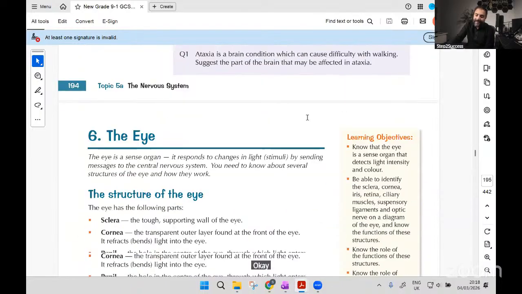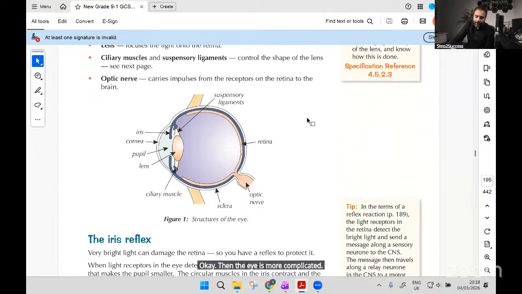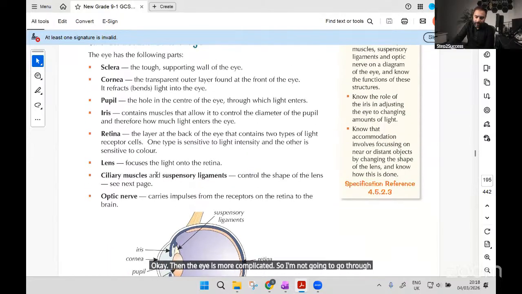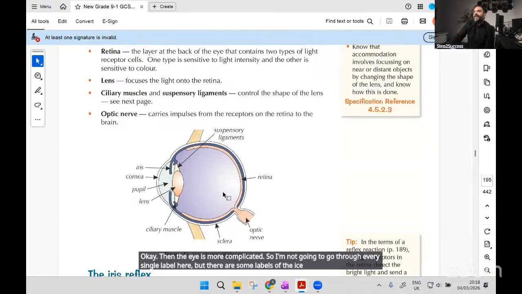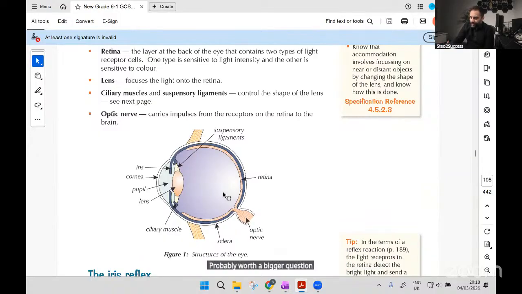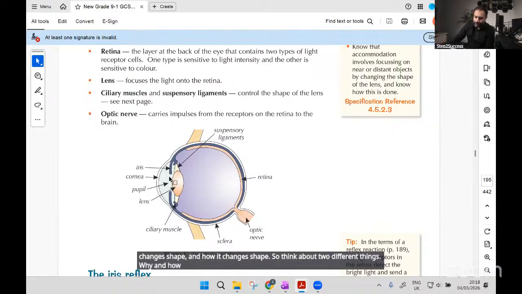Okay, then the eye is more complicated. I'm not going to go through every single label here, but the bit that is probably worth a bigger question is that you can get asked about how this lens can change shape and why it changes shape, and why this pupil changes shape and how it changes shape. So think about two different things, why and how those two things happen. So let's start with the pupil. The pupil is the central black part in your eye that can get bigger or smaller depending on how much light there is. It's actually related to reflexes.